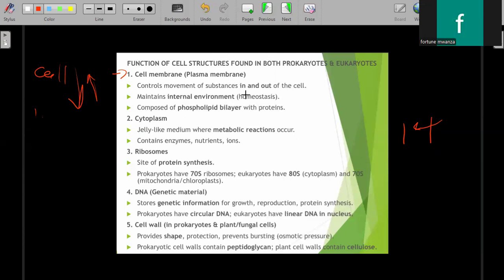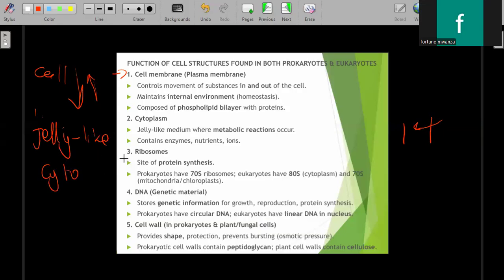Then the cytoplasm is the one which is going to contain what we call cell organelles. So you have different types of cell organelles like the mitochondria, the smooth endoplasmic reticulum, your rough endoplasmic reticulum, your ribosomes. All those organelles are going to be found in the cytoplasm. This is going to be made up of a jelly-like fluid. That jelly-like fluid found in the cytoplasm is called the cytosol.